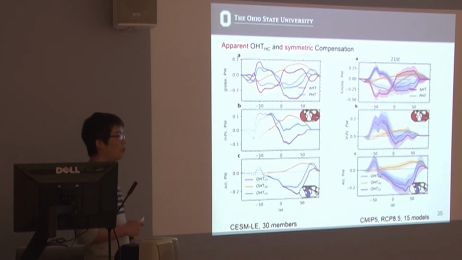Then the apparent ocean heat transport and the symmetric compensation response are also found in the CMIP5 models and in the CESM large ensemble model. We picked 15 models from CMIP5, and we found that the northward apparent ocean heat transport and the symmetric compensation response are valid in CMIP5 and the CESM large ensemble.